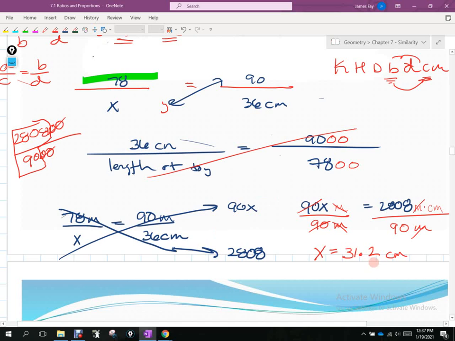If this is 31.2 centimeters, how many meters is that? If I'm in centimeters and I want to go to meters, I go two to the left, right? So I move my decimal two to the left and I get 0.312 meters.